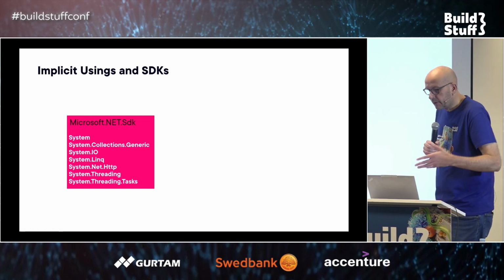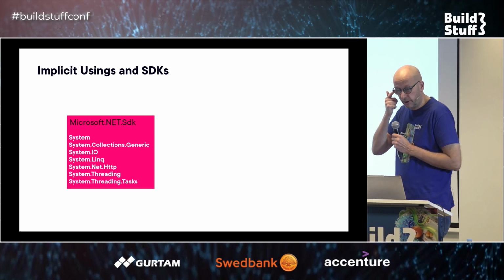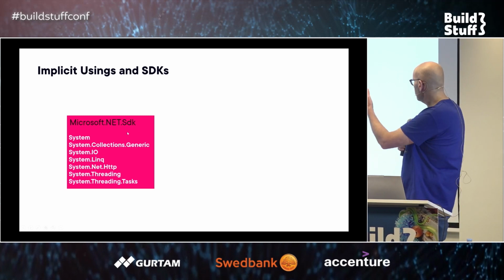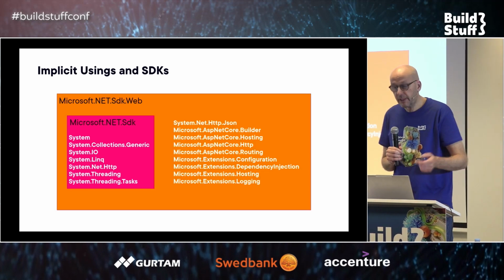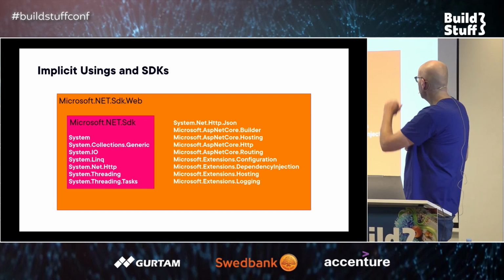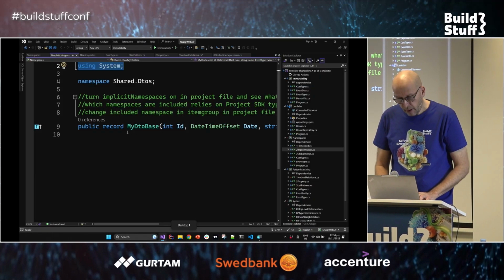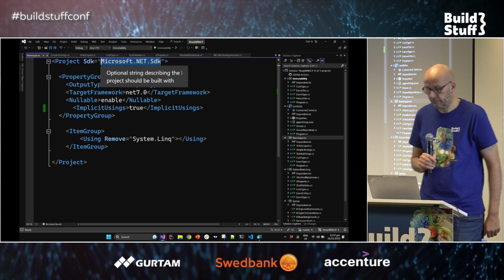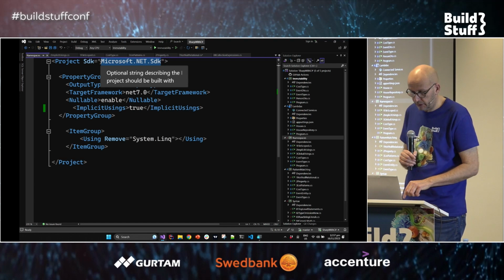What kind of namespaces are included depends on the SDK you're using. So if you're creating a console application using Microsoft.NET SDK, these namespaces are included. When you create an ASP.NET Core application, you use that SDK, and in addition, other namespaces are included as well. So when I go to the namespaces project, you can see the SDK here, because this is a console application, right? So it depends on this setting which namespaces are included with the implicit usings.